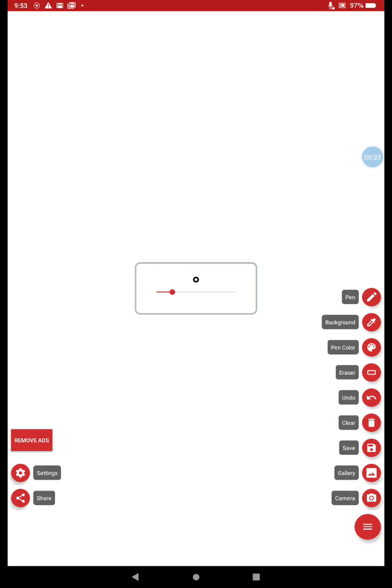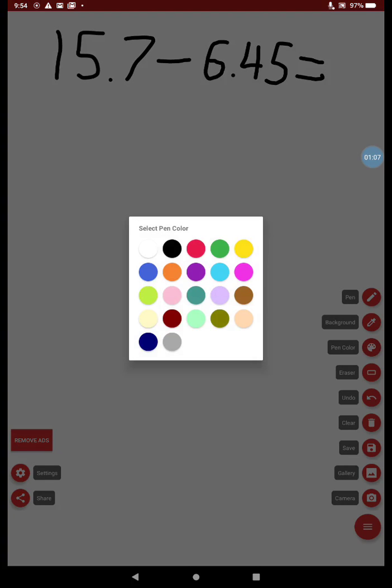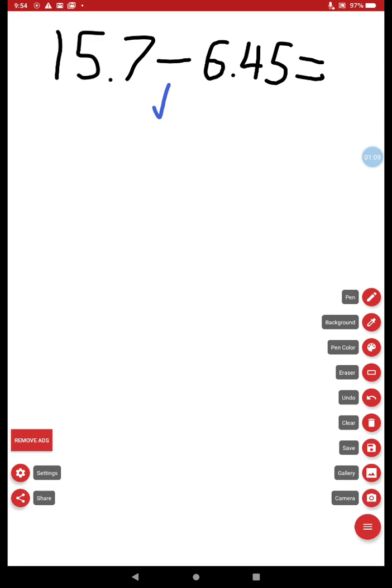If I look at a number, let's say 15 decimal point 7, I would call that 15 and 7 tenths. Subtract 6 and 45 hundredths. Well, how would I subtract a problem with that? Remember, when I'm working with subtracting decimals, I need to rewrite the problem and line it up on the decimal point. So let's do that.